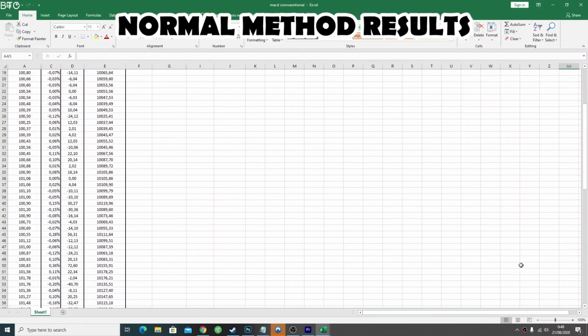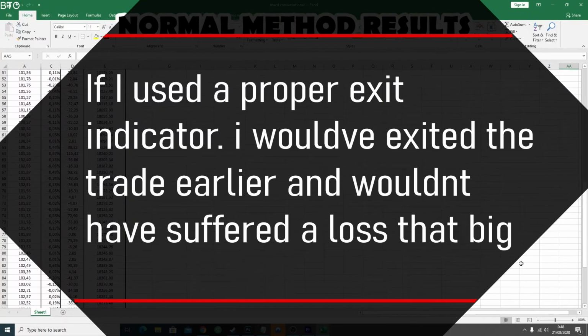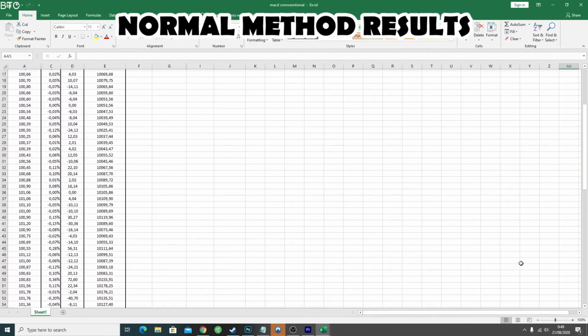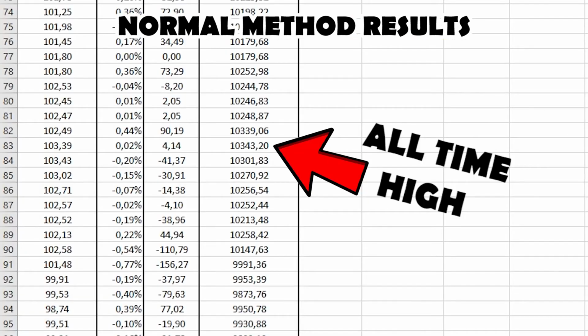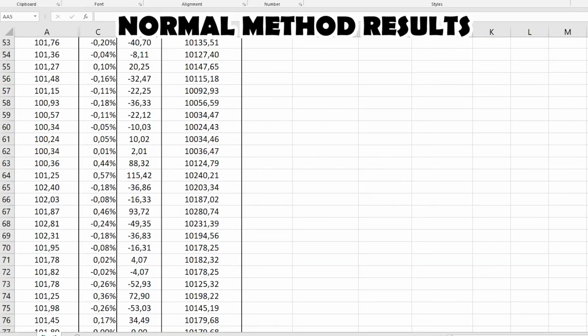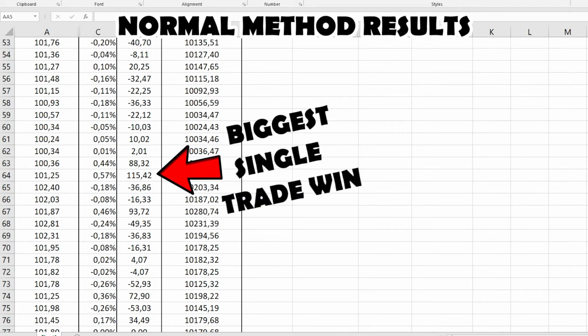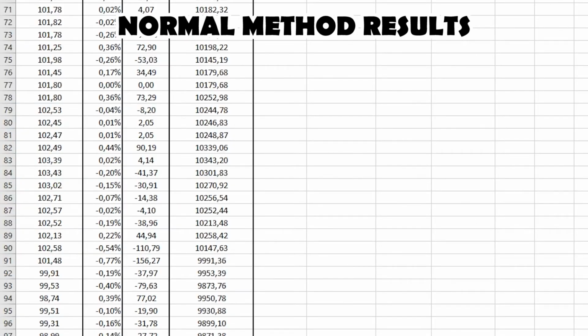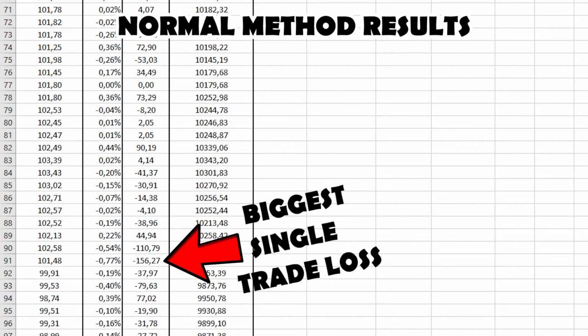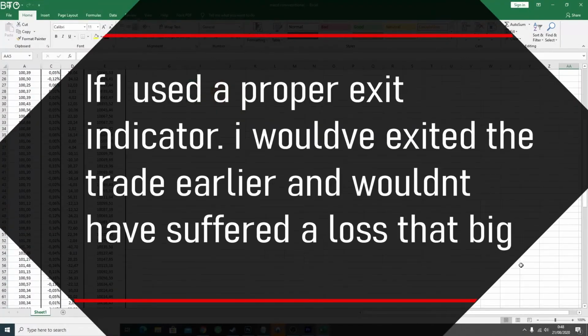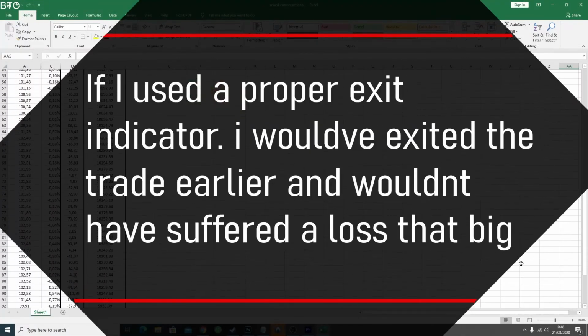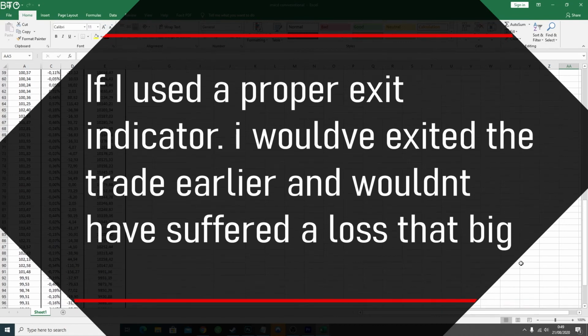Now remember that we didn't manage our losses and had no proper exit strategy. So if we had used proper risk management and a good exit strategy, I'm pretty sure we would come out more profitable. We actually made $343 at some point. Our biggest single trade win was $115.42, which was about 57 pips. However, our biggest one trade loss was $156 or 77 pips. Like I said, had I used a correct exit plan and proper risk management, I could have avoided that huge loss and exited that trade earlier.